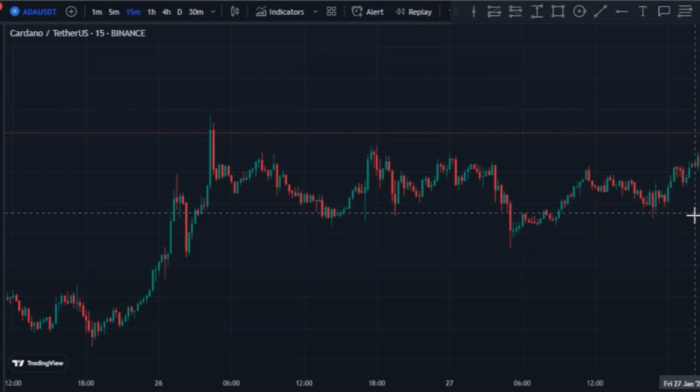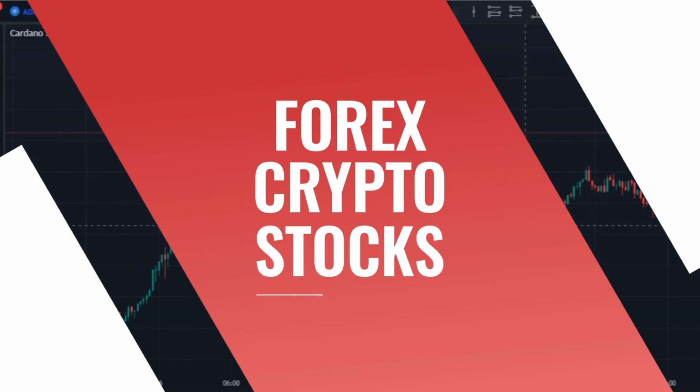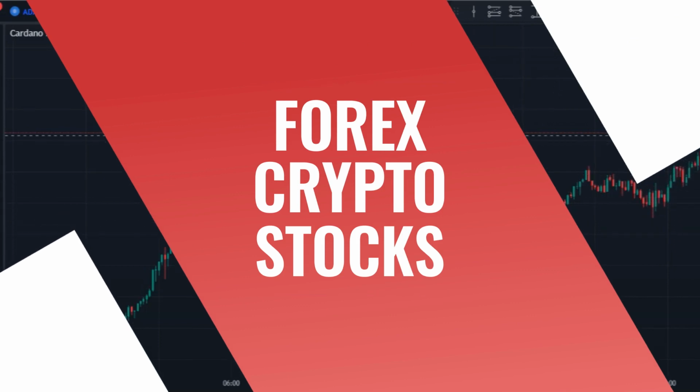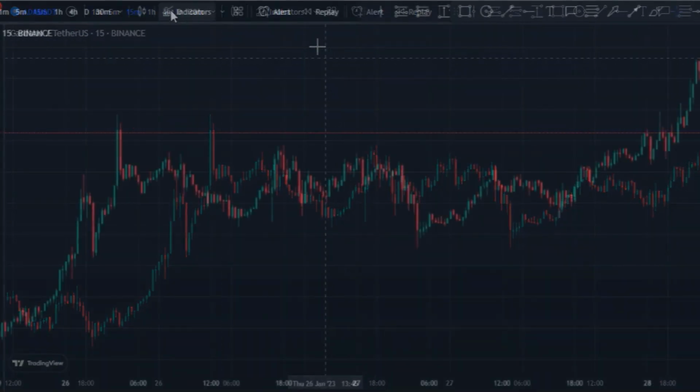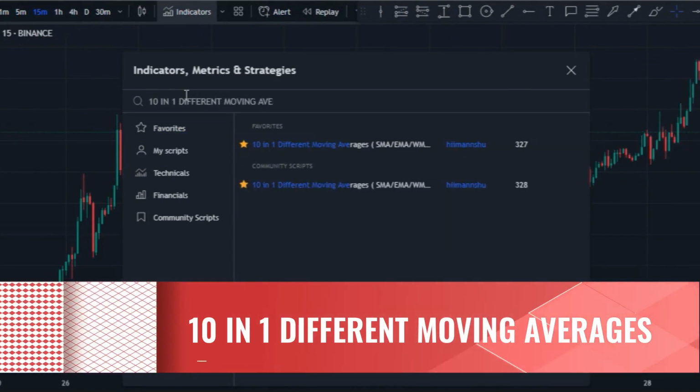If you want to recap all your trading losses, be sure to use this strategy, which is profitable in all charts and time frames. The first tool used in this strategy is called 10-in-1 different moving averages. So add this indicator to the chart.